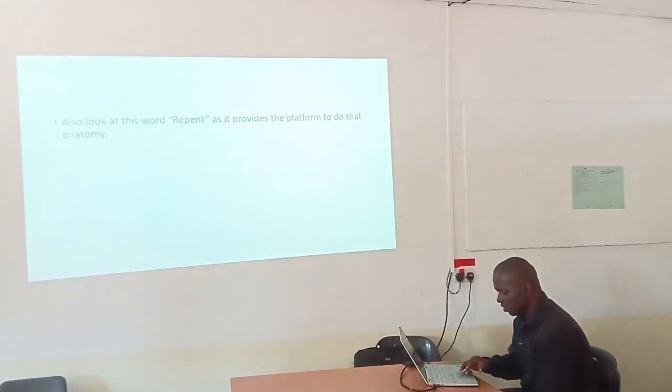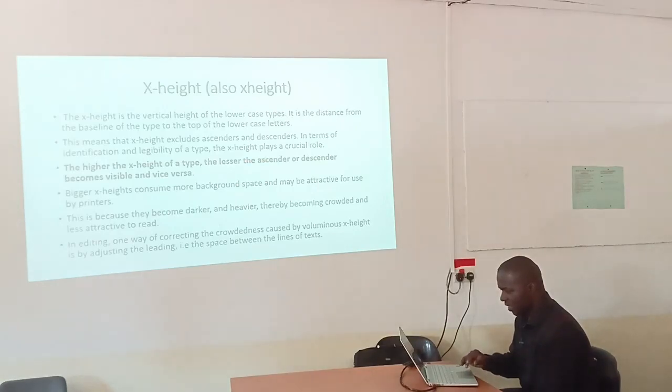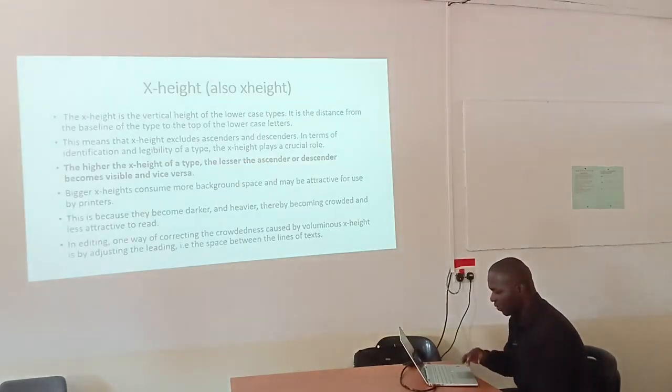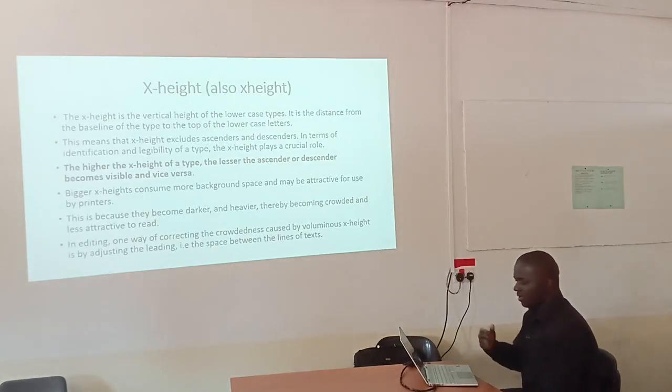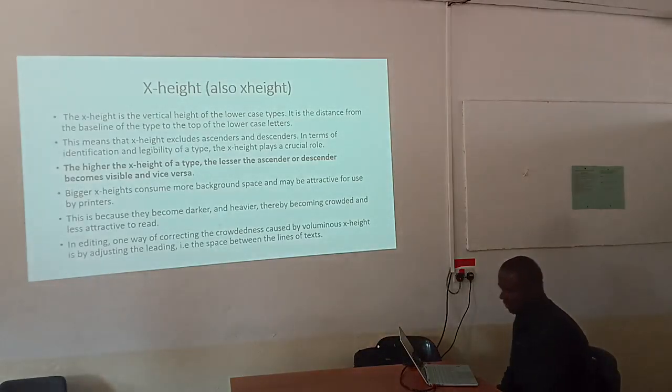Let's just continue here. This was just another example of the same thing that we talked about, using another text. Right, and the X height is the vertical height of lowercase types, and the higher the X height of a type, the lesser the ascender or the descender becomes visible, and vice versa.